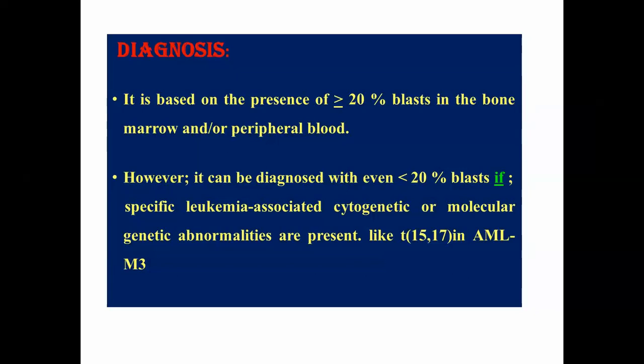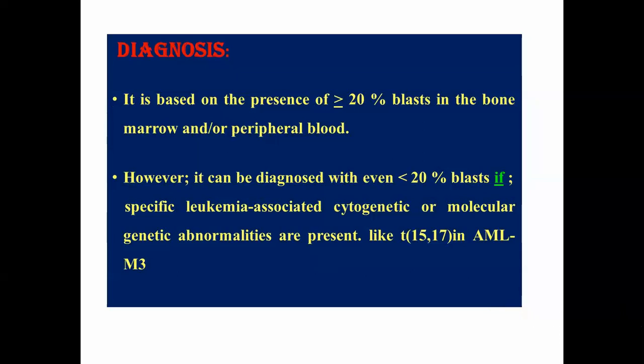إذا ما لقيت 20%, but I have suspicion from the clinical picture that the patient has leukemia, أقل من 20%, it is enough, yes, but in a specific situation, such as specific leukemia-associated cytogenetic or molecular genetic abnormality, if present, like translocation 15;17 in case of acute myeloid leukemia M3. إذا يعني أقدر أشخص اللوكيميا إذا الكاونت كان أقل من 20% في حالات معينة.